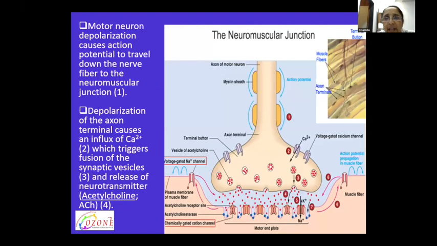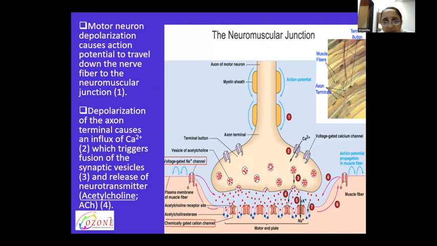So this is the diagram of the neuromuscular junction. The axon of the motor neuron is visible. It has a myelin sheath, with nodes of Ranvier in between them, and there are vesicles of acetylcholine situated in the nerve terminals.